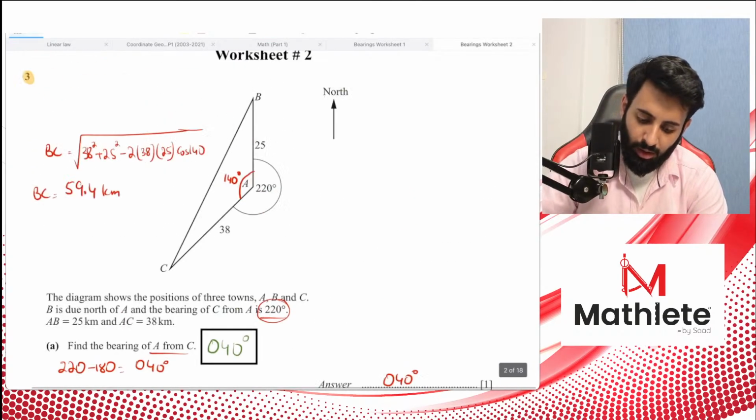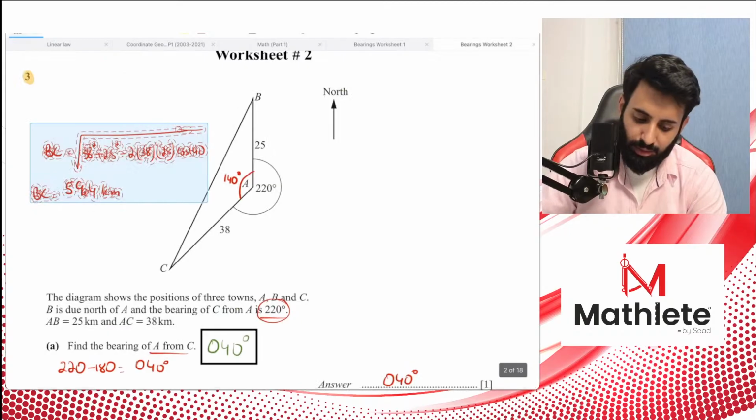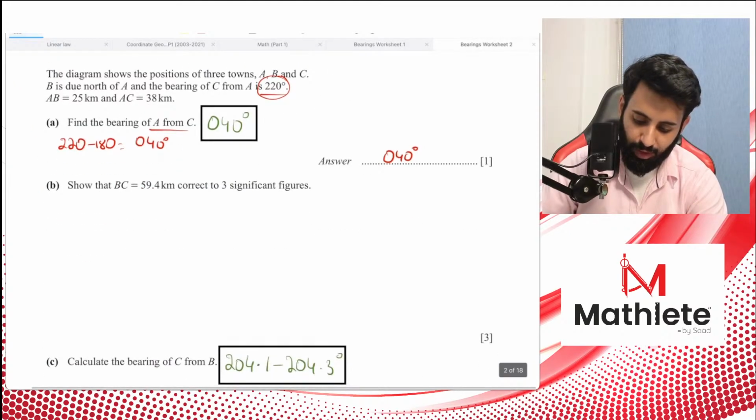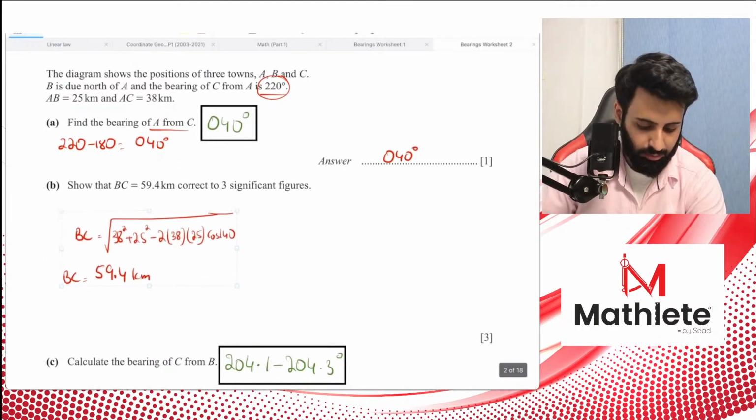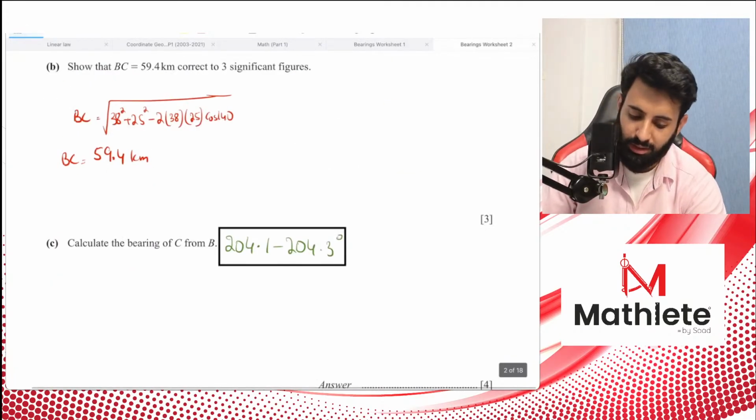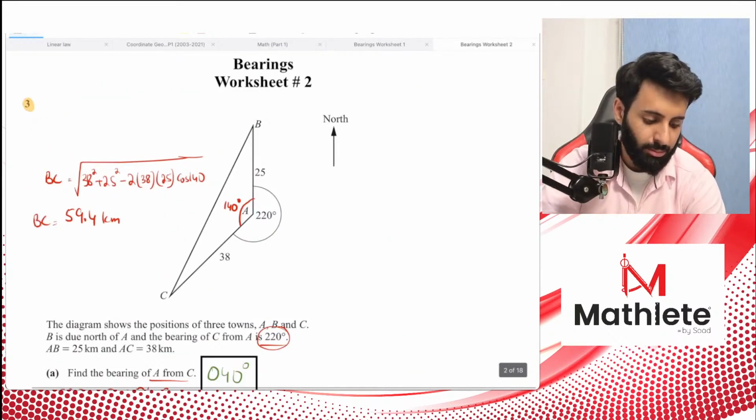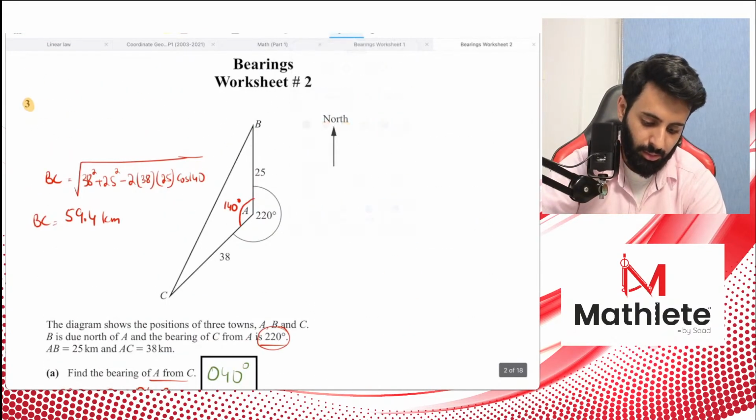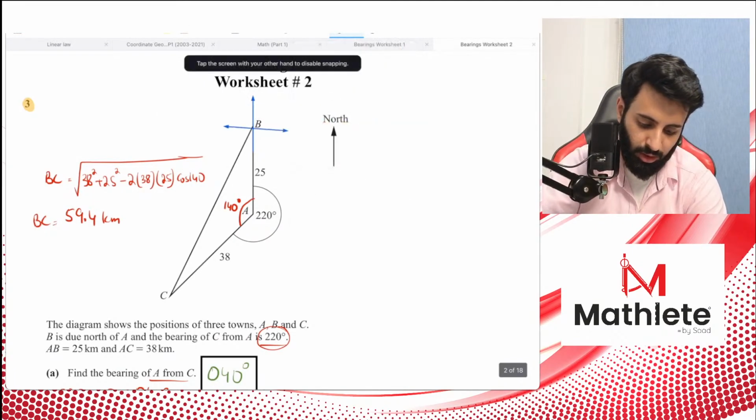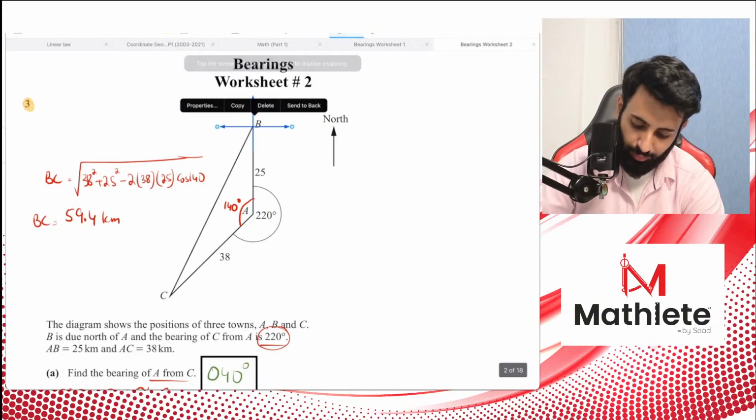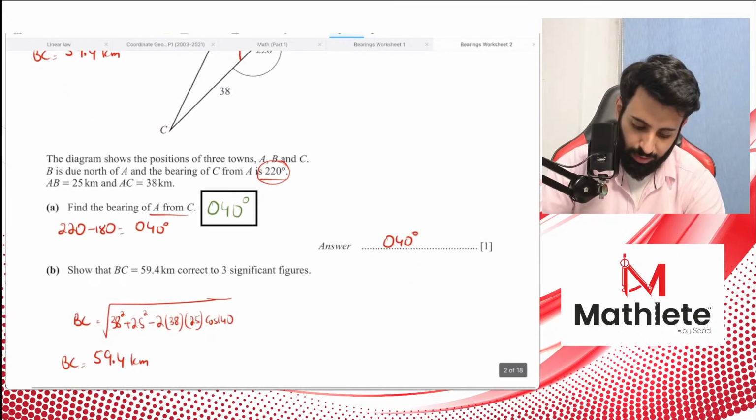All right, so that's part B. Now comes part C, which is the reason why I've included this question. It says calculate the bearing of C from B. Okay, so we make a north at B, and it's always a good idea to make all the angles, not just the north. Now let's see what it is that we've worked out so far.